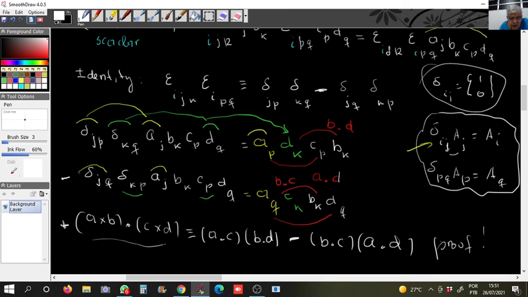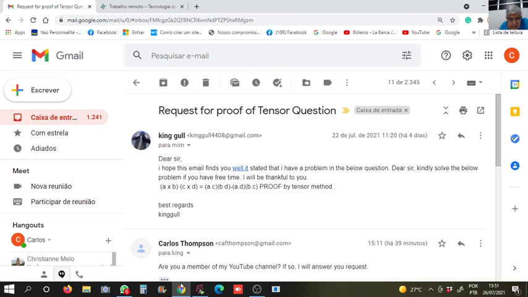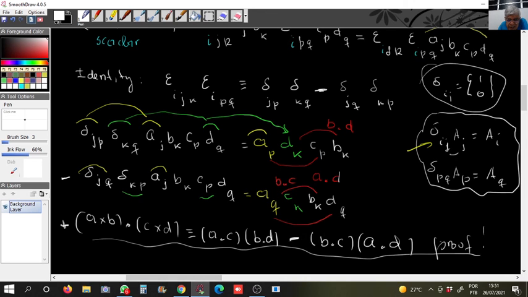Now you can look at it now. And see here: A cross B dot C cross D equals AC BD minus BC AD. So it's proved. Just look at here, AC BD minus BC AD.